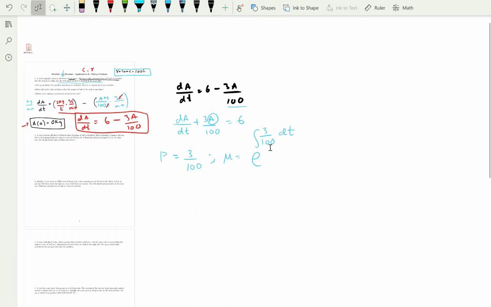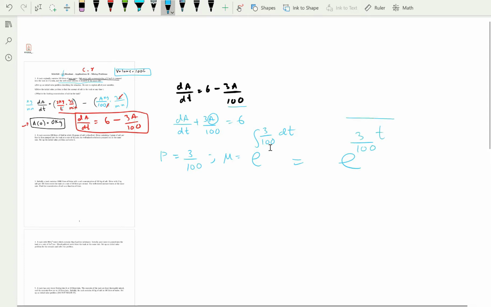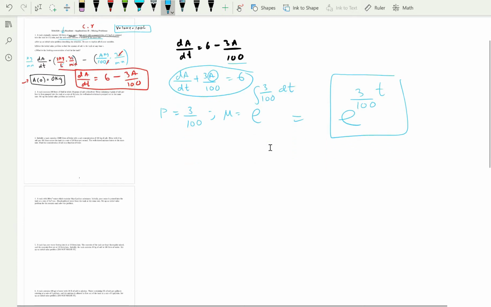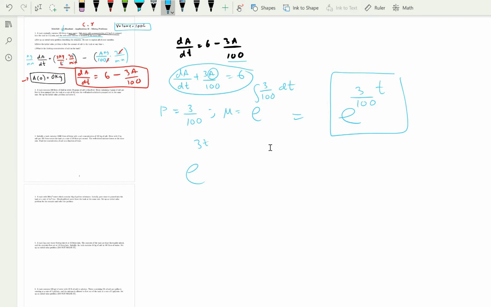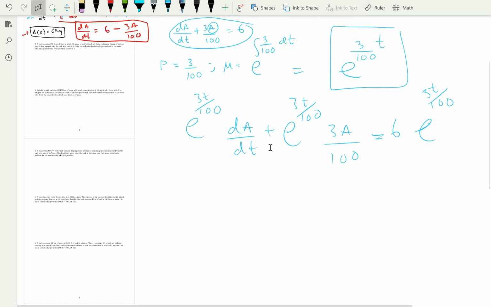So the integrating factor is going to be e to the, if you integrate 3 over 100, you get 3 over 100 t. So that's the integrating factor. Now you multiply the differential equation by the integrating factor. So it's e^(3t/100) dA/dt plus e^(3t/100) times 3A over 100 equal to, you have to multiply the right hand side as well, 6 times e^(3t/100). So you multiply the whole equation by the integrating factor.